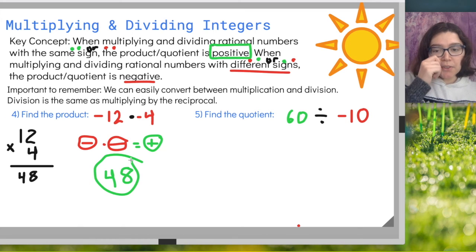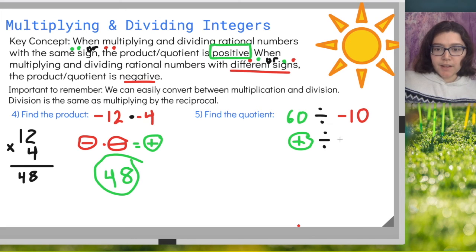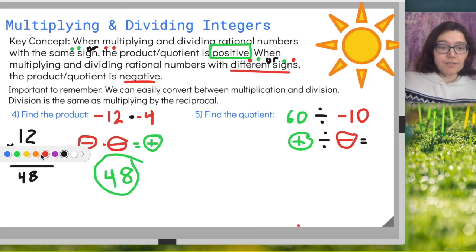All right, number 5, find the quotient. We have 60 divided by negative 10. So first thing I would do is figure out if we're going to have a positive or a negative quotient. I have a positive number, and then I'm dividing it by a negative. So a positive divided by a negative, well, we have different signs. When multiplying or dividing rational numbers with different signs, one's positive, one's negative, then the product or quotient is going to be negative. Okay, so the quotient here, the answer to my division problem, is going to be negative.